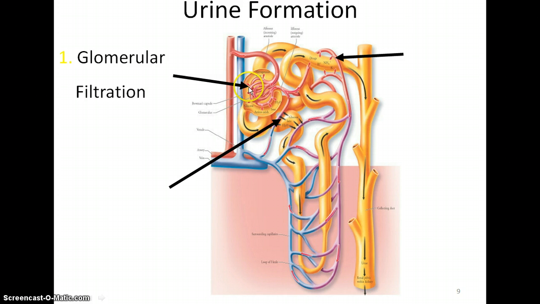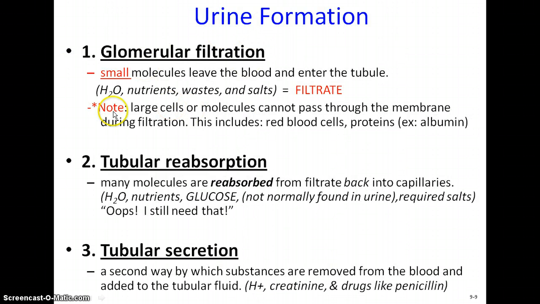So once that's filtered out of the blood, that liquidy substance containing all these items is called filtrate. So if I bring us back to the slide before, things like water, glucose, nutrients, waste, and salts do pass through, and that's known as the filtrate once it enters. But again, things like cells, which are quite large, and larger macromolecules like proteins, they just cannot pass through. So normally in somebody's urine, you're not going to find red blood cells.